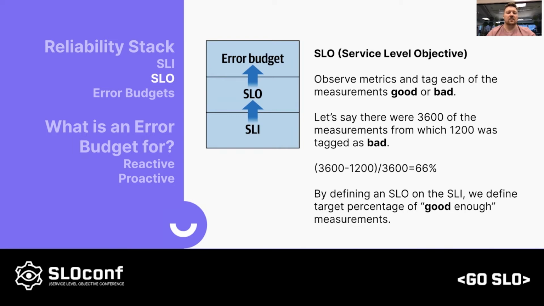By defining an SLO, we define target. We define percentage of good enough measurements we expect. As an example, I want 95% of requests to my website finish in 1 second or less. Here we have for web server request, good range defined as up to 1 second and bad range as above 1 second. The objective here is 95%.